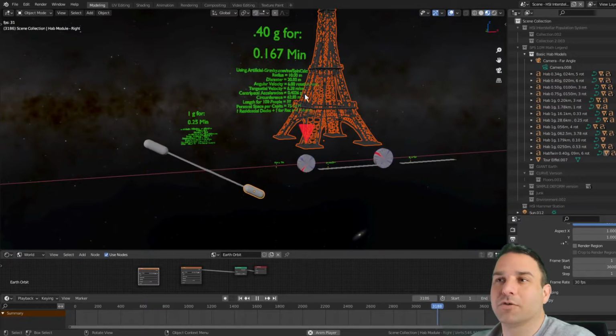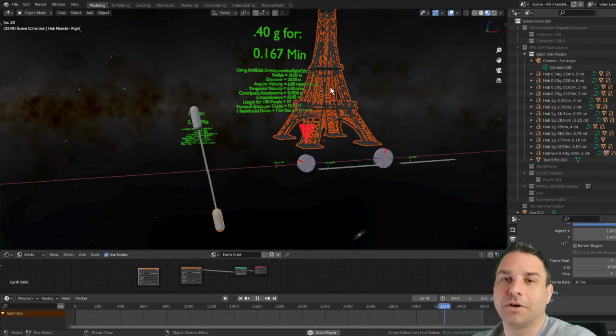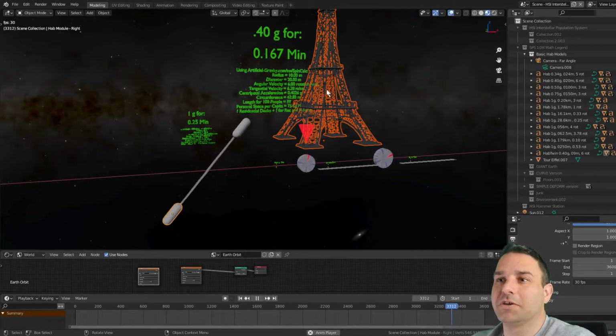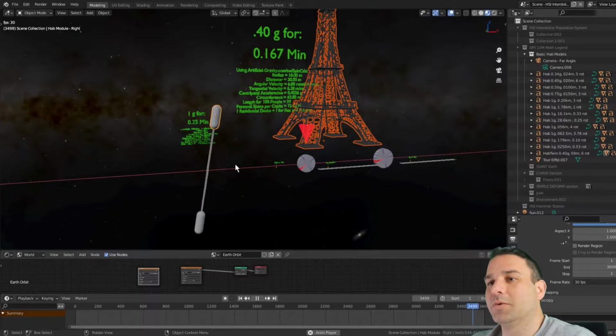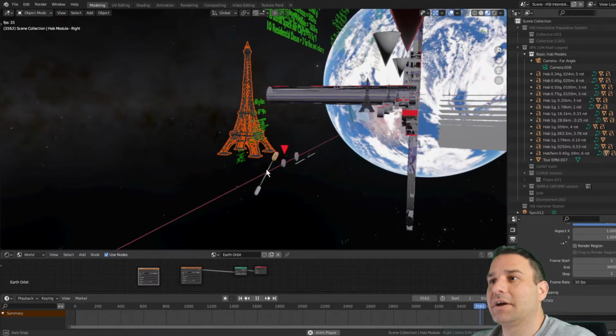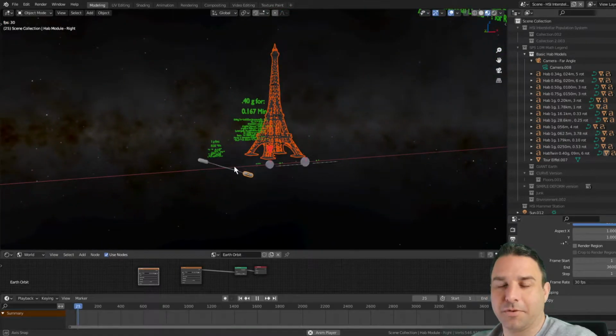So if you've ever seen pictures or been to the Eiffel Tower, this will give you a sense of scale compared to these other objects. So let's go ahead and get started. I have a lot of other objects to cover, okay?